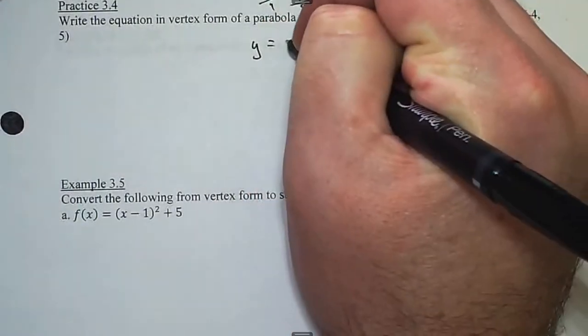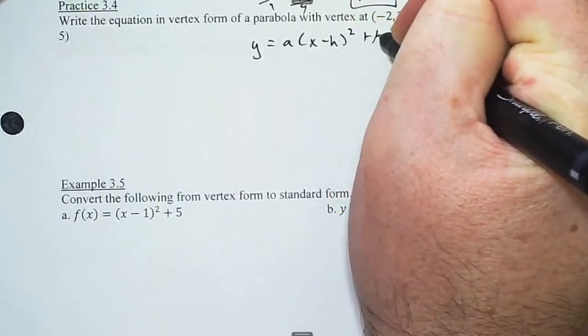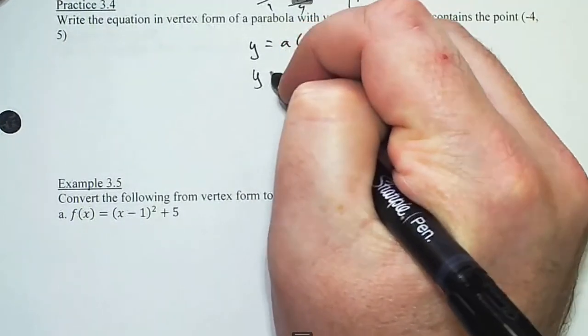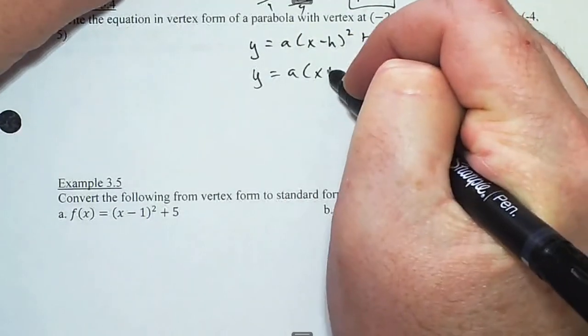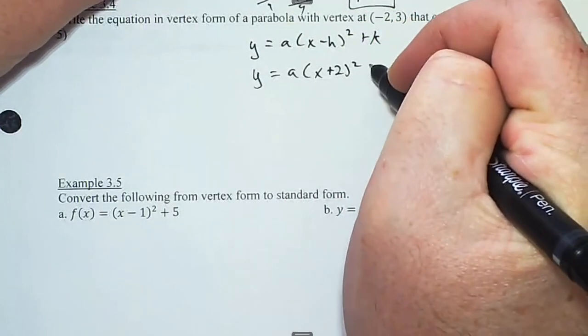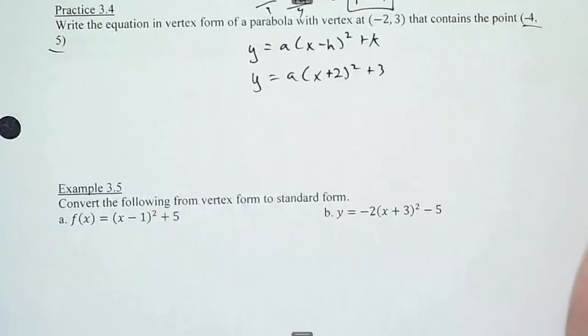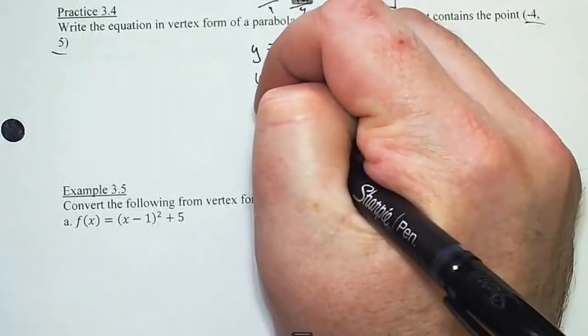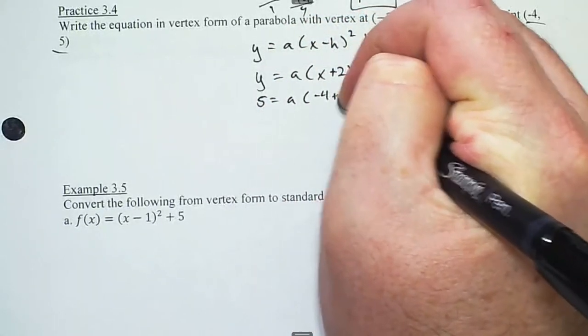The equation in vertex form is a times x minus h squared plus k. I'll put in negative 2 so it becomes a plus 2 and then a plus 3. That's the vertex. But it goes to the point negative 4, 5. So put a 5 in for y and a negative 4 in for x.